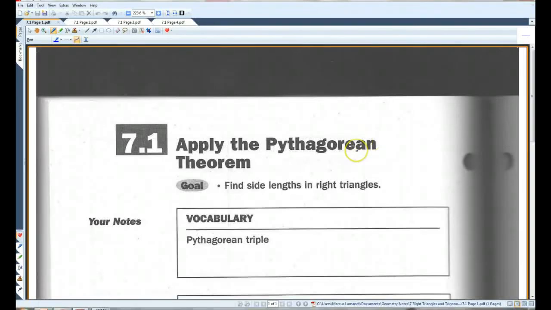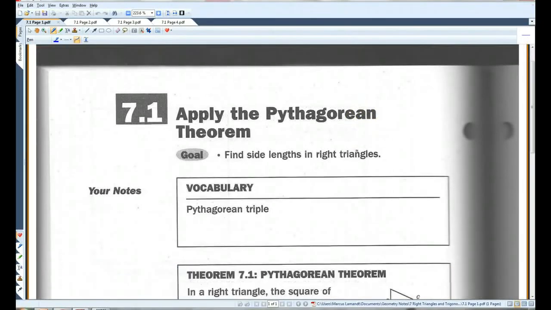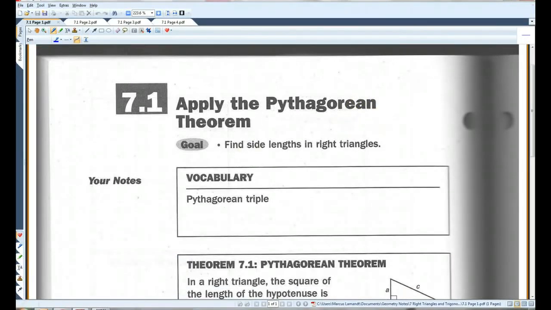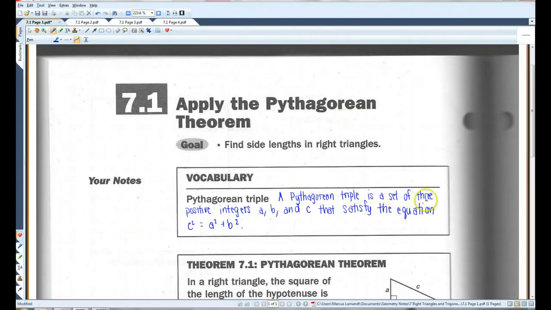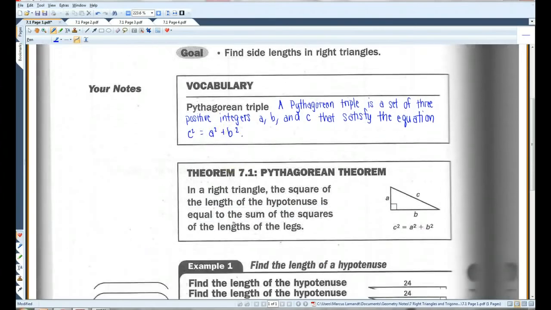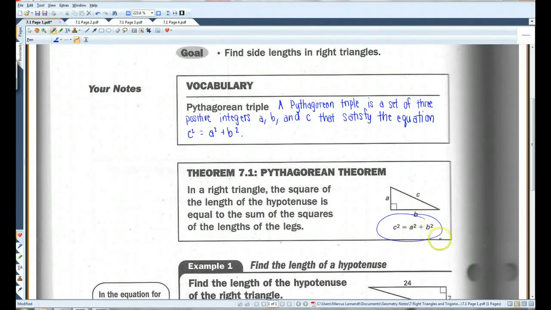Alright, 7.1. Apply the Pythagorean theorem. A Pythagorean triple is a set of three positive integers, a, b, and c, that satisfy the equation c squared equals a squared plus b squared. Or you guys have probably heard it, a squared plus b squared equals c squared. This is the Pythagorean theorem. Hopefully you guys have this memorized. If not, memorize it. Okay?